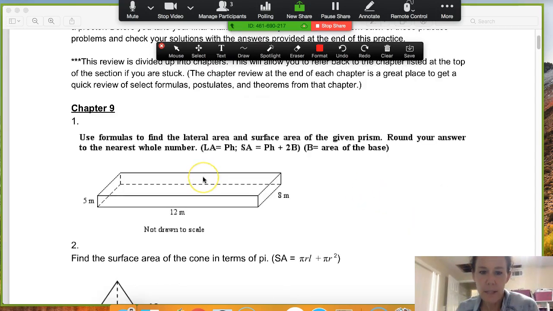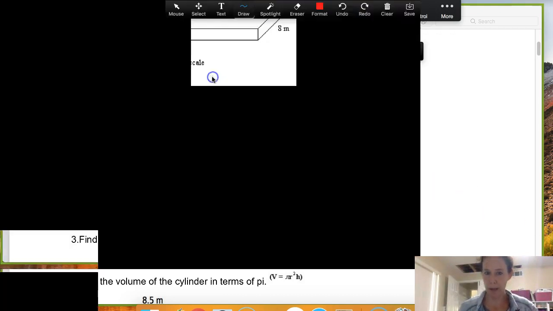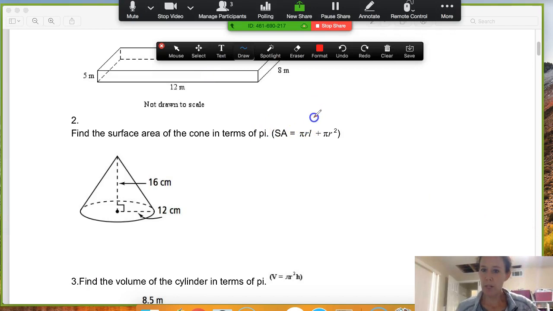All right, let's do number 2. Find the surface area of the cone in terms of pi. And then I gave you the surface area formula. I will give you the formulas on the final too. It will be in the Canvas, in the question, just like here. It will be in there. You have to know what the terms mean though, okay? So you need to know what R means and what L means.